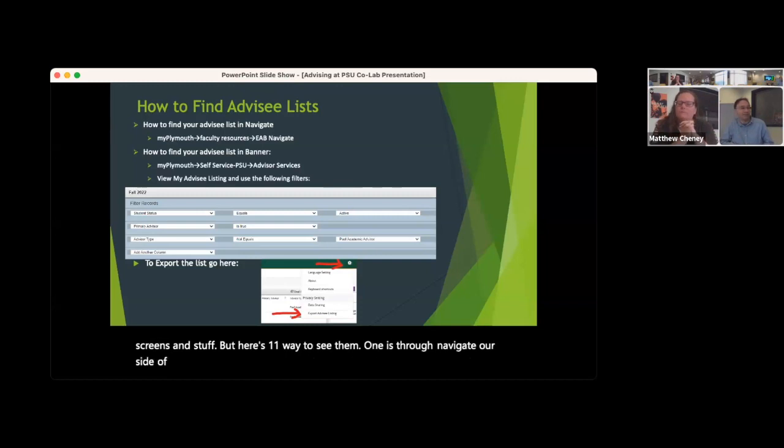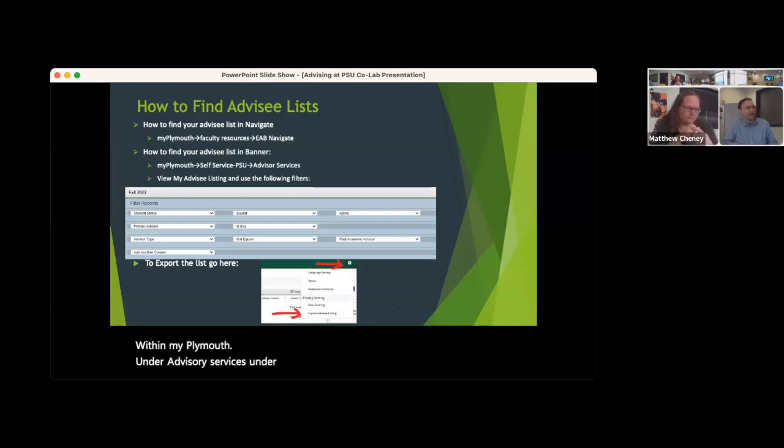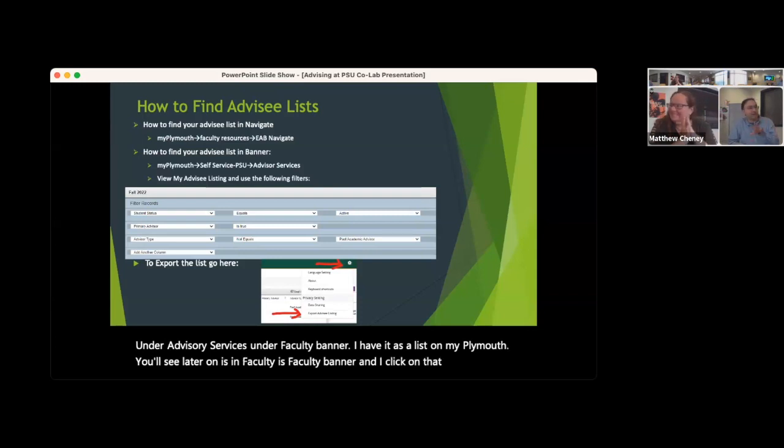On our side of Navigate, it's pretty easy to see who is assigned to you as students. There is also, within My Plymouth, under advisory services, under faculty banner, a list. I click on that, and it takes us to the faculty services first.